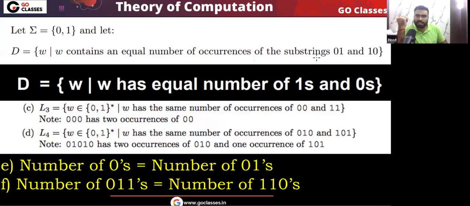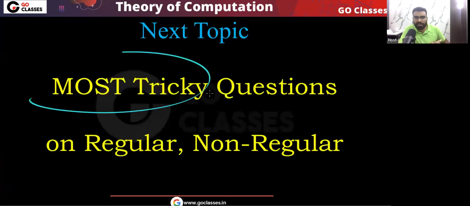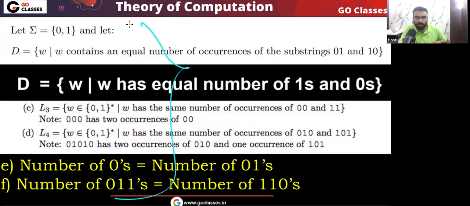So we will see these languages like number of 01 equal to number of 10, number of 1 equal to number of 0, number of 00 equal to number of 11, number of 010 equal to number of 101, number of 0 equal to number of 01, number of 011 equal to number of 110. So basically these languages we will see, and we will see which of them is regular, which of them is not regular. These are very tricky languages, so you try to understand each of them. All these languages we will do the complete analysis, you try to understand.